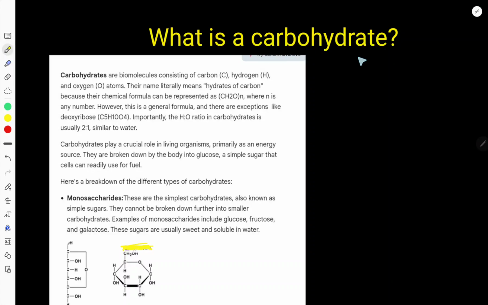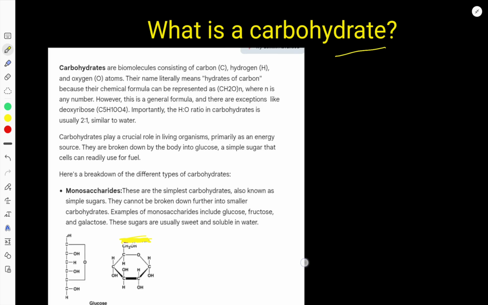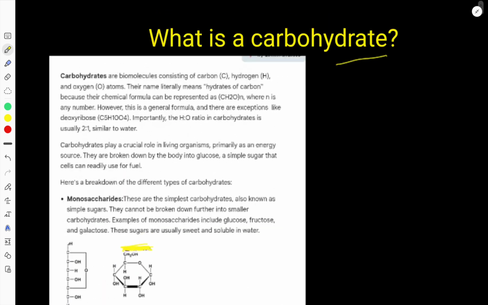What is a carbohydrate? From this video you are going to learn what is a carbohydrate, what is a sugar, what is the difference between carbohydrate and sugar, and what is the condition to be a sugar. You are also going to get the answer: are all carbohydrates sugar, or are all sugars carbohydrates? And also you are going to have knowledge about the classification of carbohydrate: monosaccharide, disaccharide, oligosaccharide, polysaccharide.